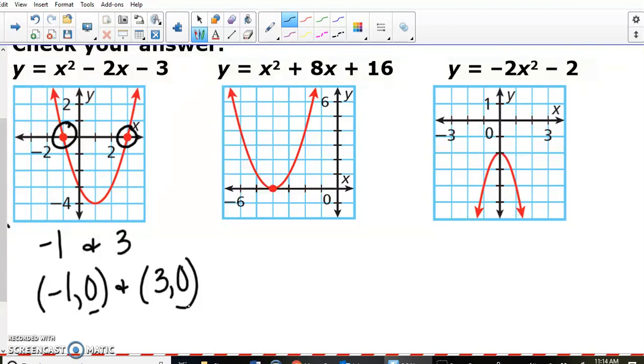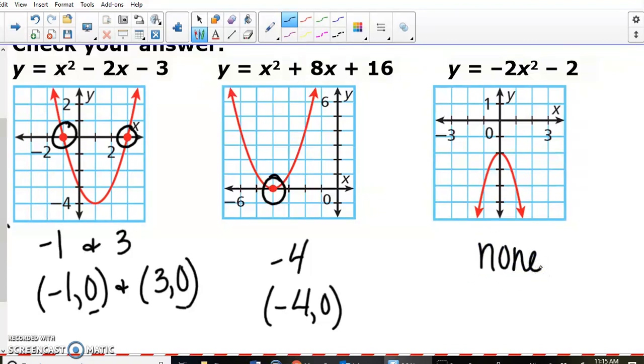Okay, other parabolas like this next one only have one zero because it only crosses that x-axis one time. So this one would have a zero of -4. You could also write that as (-4, 0). Now this last one here doesn't have any zeros. We'd say none because it never crosses or touches the x-axis. So no zeros for that one.